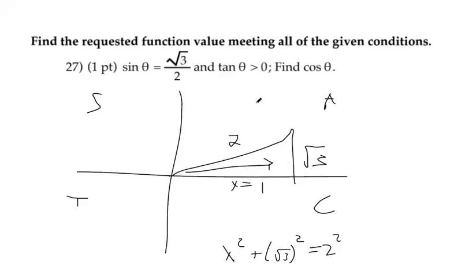With all that said and done, now we're finally ready to answer the question. I guess it's not looking for theta, it's looking for cosine of theta. They want us to find cosine of theta. We've already drawn our triangle. Cosine is the adjacent divided by hypotenuse. So it's 1 over 2.